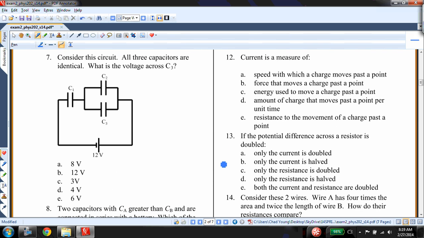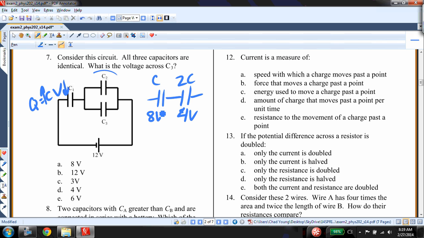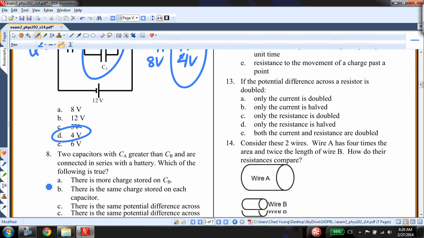All right, all 3 capacitors are identical. What is the voltage across C3? Okay, well, we know that these 2 capacitors combined give us 2C, and since Q is equal to CV, a bigger capacitor will have a smaller voltage. So I know that I have to have 4 volts here and 8 volts here. So if I have 4 volts across this capacitor, that's also what I have across these 2 capacitors. So D is the right answer.